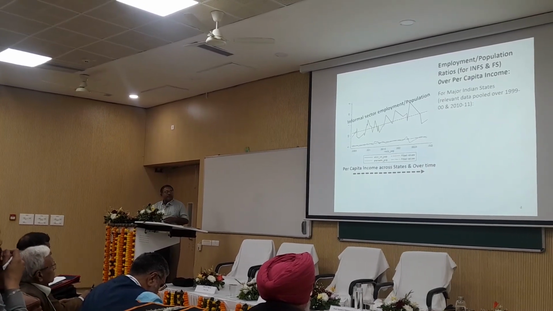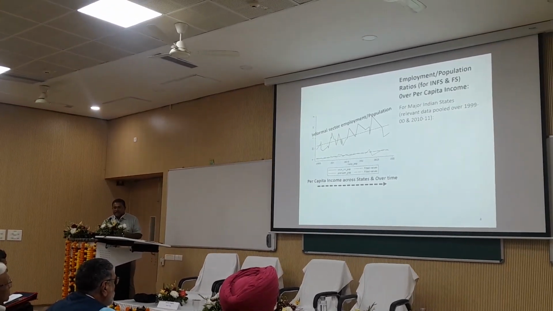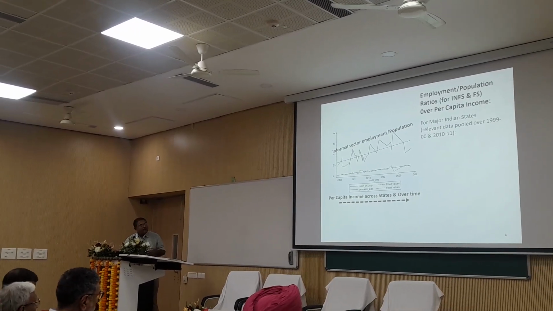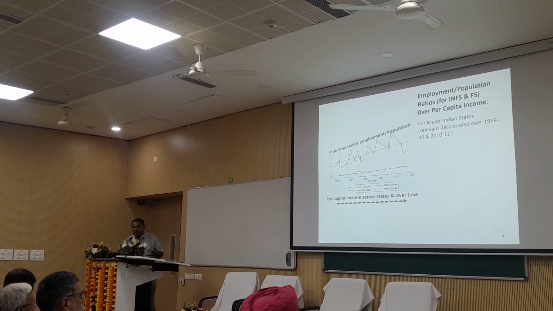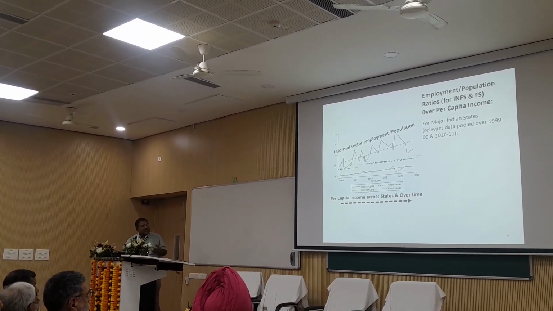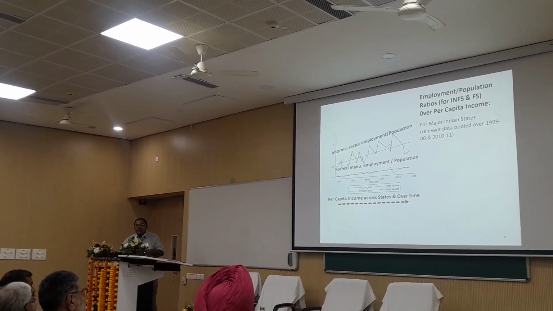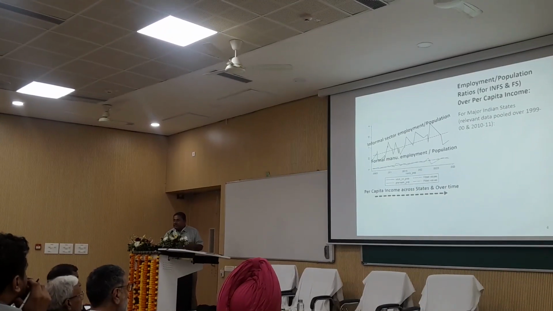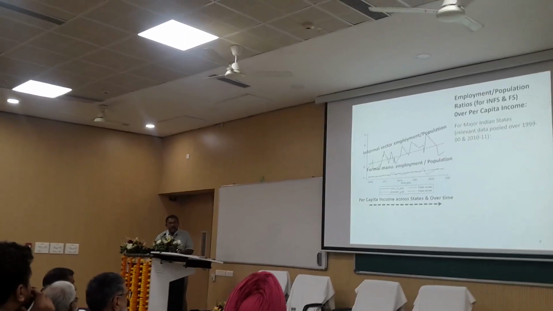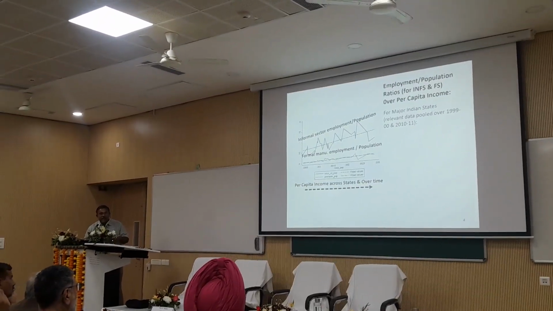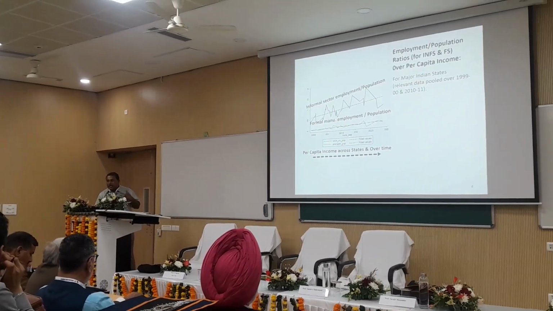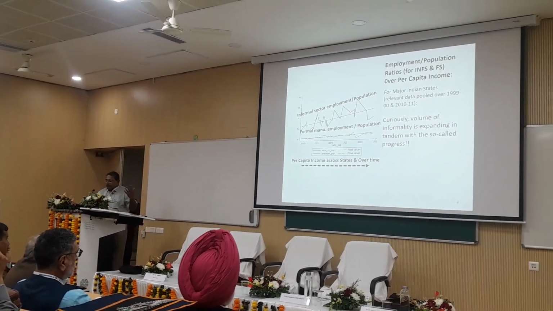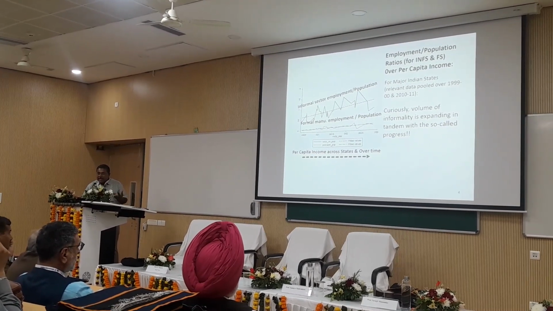Here I'm trying to show something where we see that if we arrange the Indian states in terms of per capita income, this story is very important. We find that the size of the informal sector as a share of population in terms of employment is increasing over time. It's not that there are certain pockets where the informal sector is expanding. With expansion of the economy and increasing per capita income, very strikingly, we find that the share of the informal sector is larger as we move from lower per capita income to higher per capita income. So curiously, the volume of informality is expanding in tandem with the so-called progress.